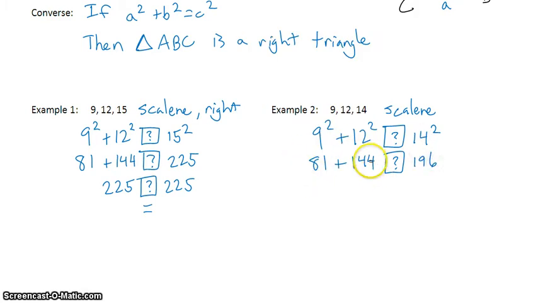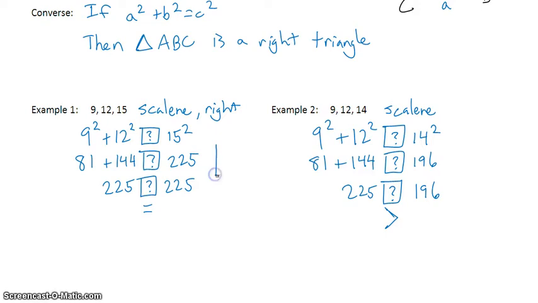81 plus 144 is 225, and 196. So 225 is definitely not equal to 196. 225 is actually bigger than 196. So this triangle is not right. And if you remember from our studies of triangles, triangles are either right, obtuse, or acute. So in example number 2, our triangle has to be acute or obtuse.